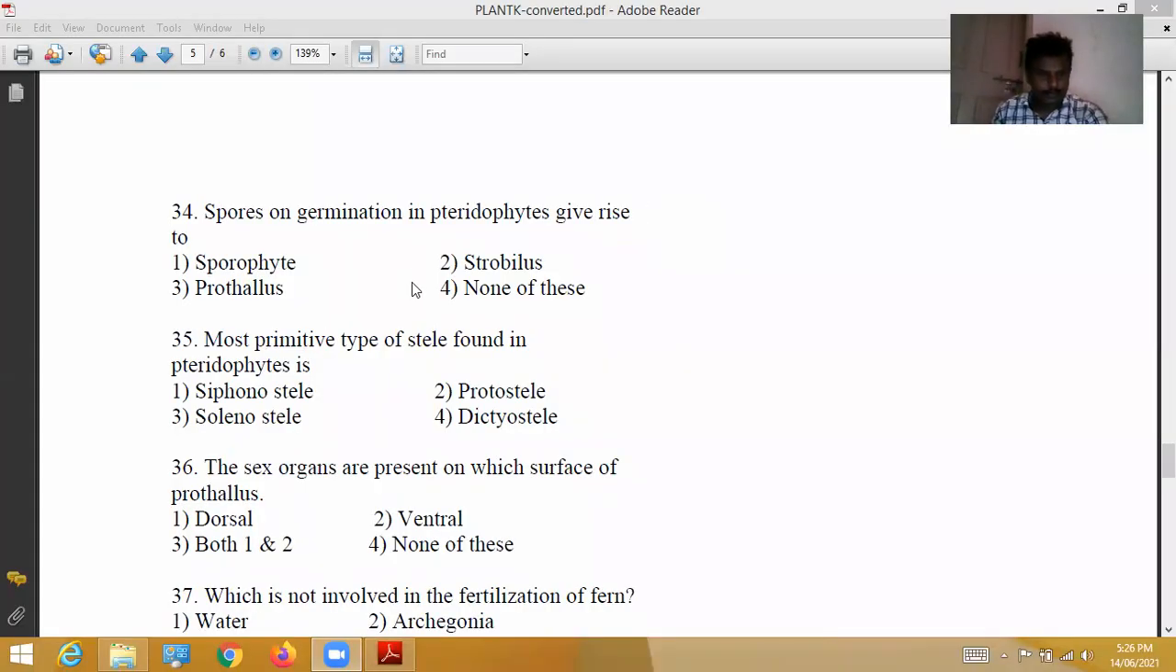Next question. The most primitive primary type of stele found in pteridophytes is. So, protostele. These are the different types of steles commonly found. Protostele we will find only in pteridophytes. So here we have to discuss what protostele is.